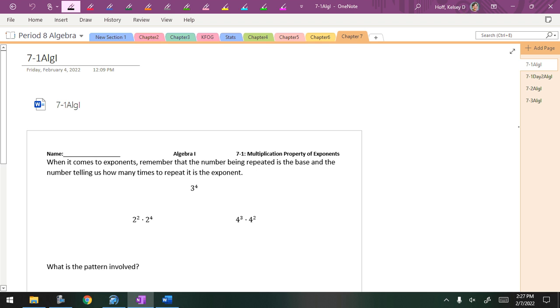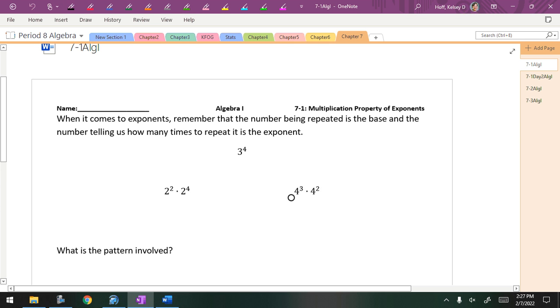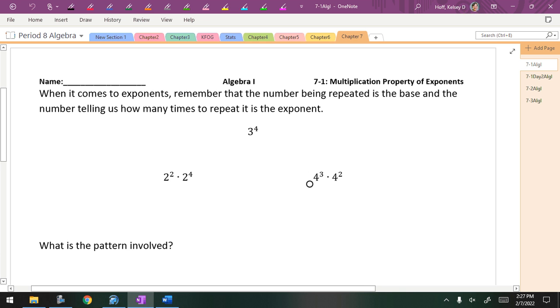All right, exponents. Chapter 7 is exponents. And you've done this, but we need to review these rules. Okay? Your brain doesn't like these rules because you have to go against what you're normally told. When it comes to exponents, remember, the number that's being repeated is the base, and the number telling us how many times to repeat is the exponent. So in 3 raised to the 4th, 3 is your base, 4 is your exponent. And what 3 to the 4th really means is 3 times 3 times 3 times 3. 4 3s multiplied together.